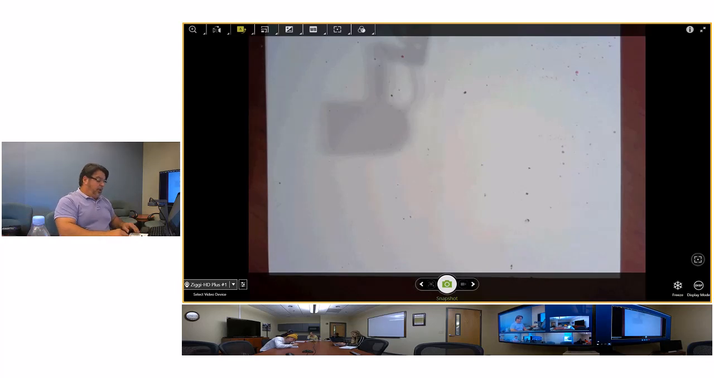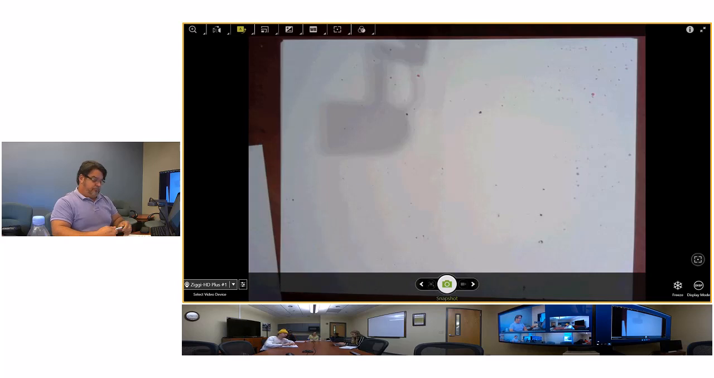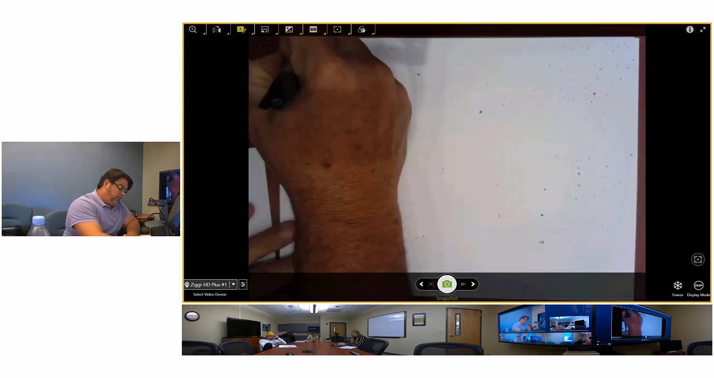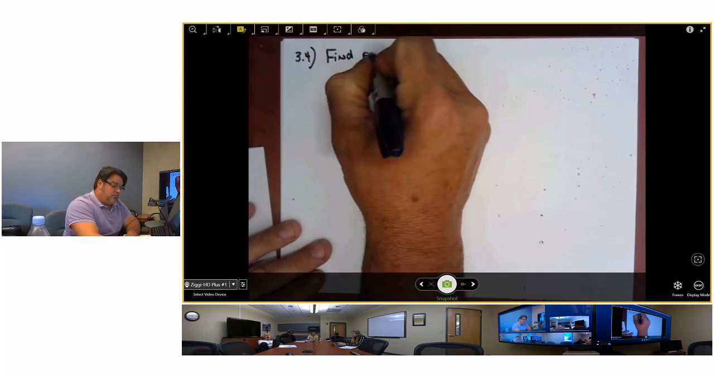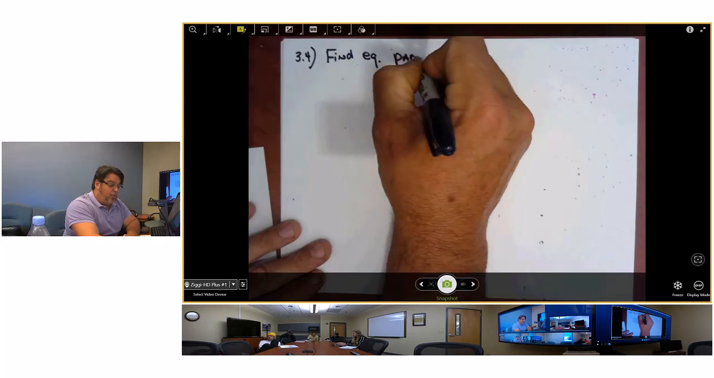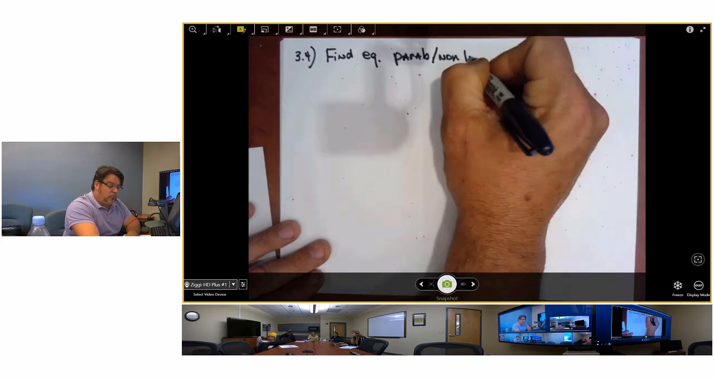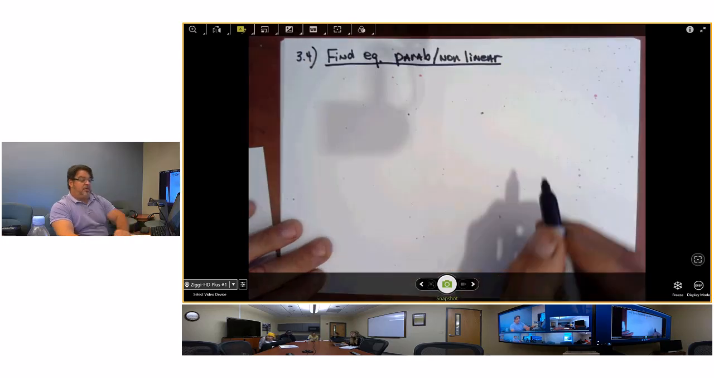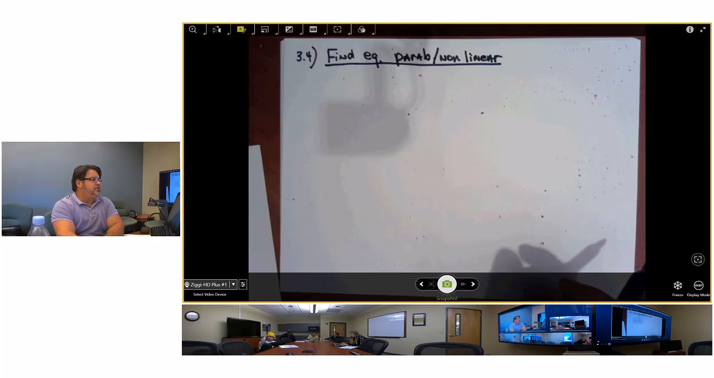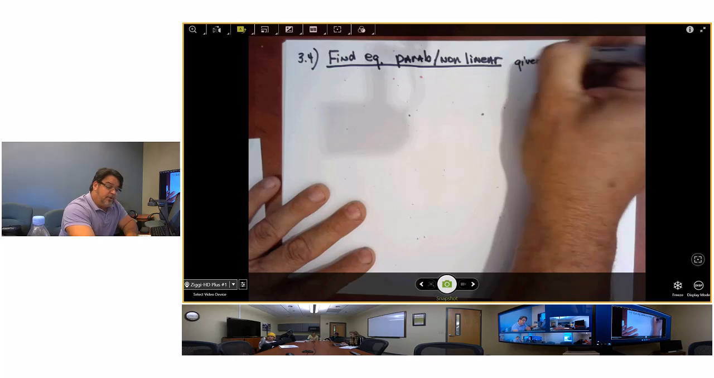Now, 3.4. Here's an introduction to some of what we're going to do in 3.4, and this is very important. In 3.4, we're going to be finding an equation of a parabola or other nonlinear function. That's what we're going to be doing: finding the equation of a parabola or any other nonlinear function by being given 3 points.